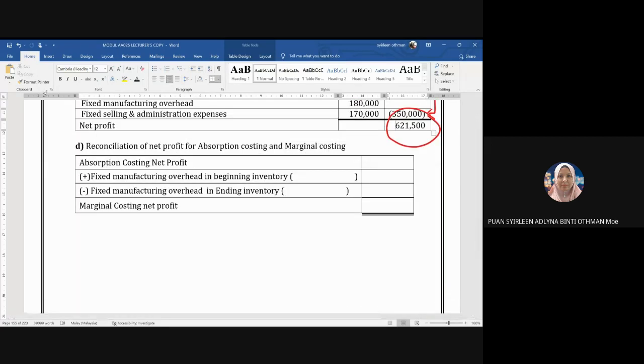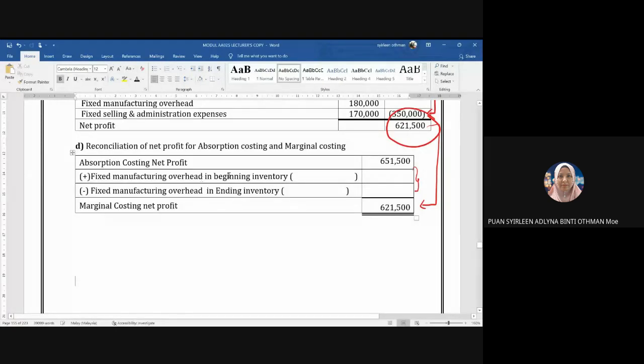So sekarang ambil net profit yang you kira dekat absorption tadi, letak sini. Dapat 651,500. Ambil yang you kira dekat sini tadi, bawa sini di marginal. So marginal net profit akan letak dekat bawah ni. So here you will get 621,500. Okay. So perbezaan di sini akan dapat balik nilai 621,500 tadi. Okay. So perbezaan tu ialah di mana? Di fixed manufacturing overhead in beginning inventory.